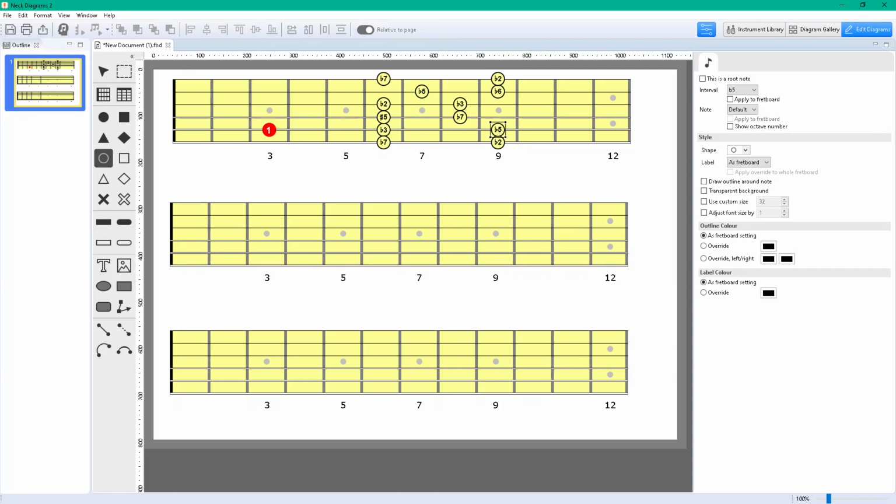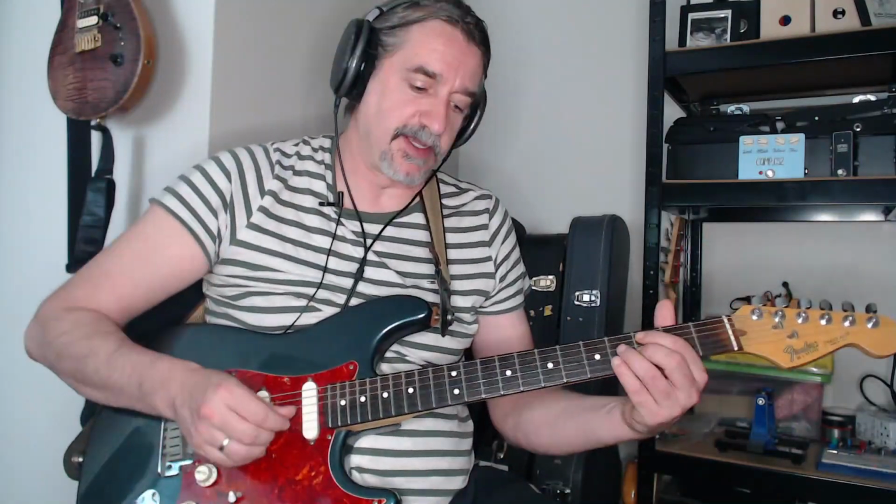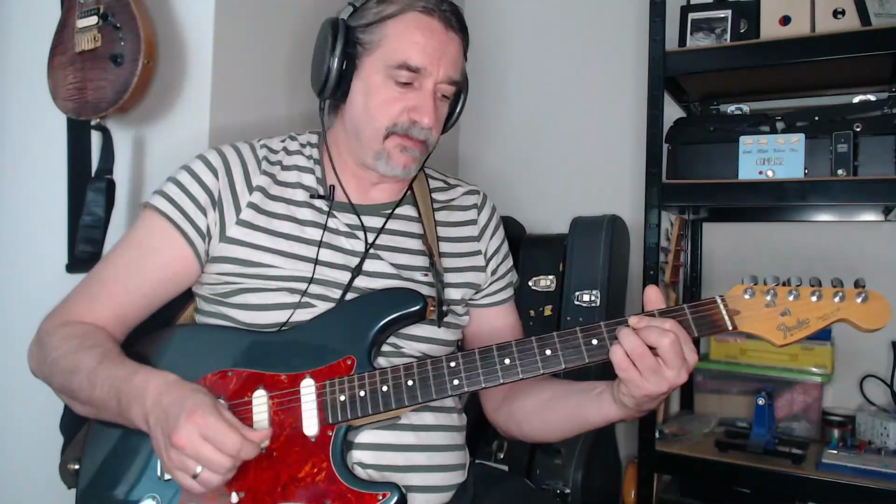So, in the future, when we look at displacing minor pentatonics over half diminished chords, for us, C half diminished, B flat minor, E flat.